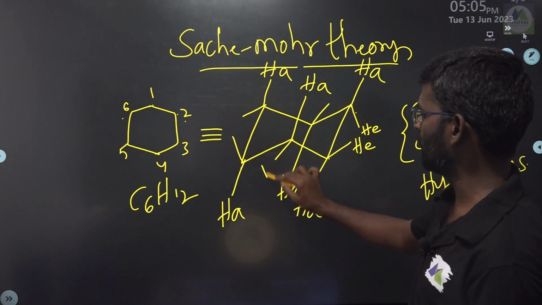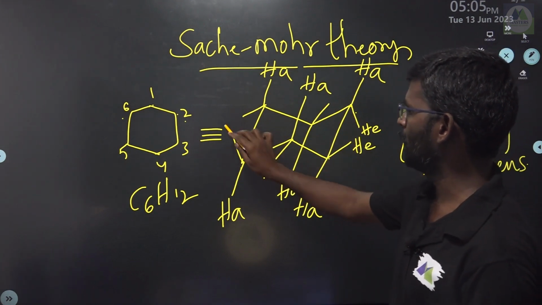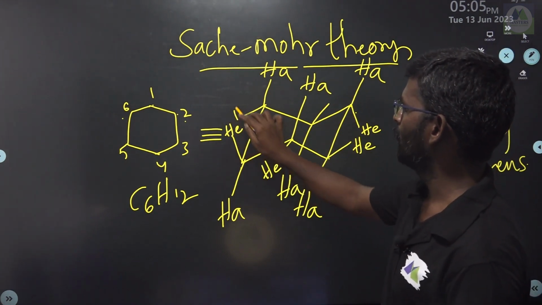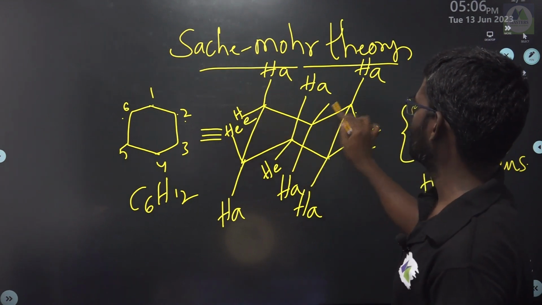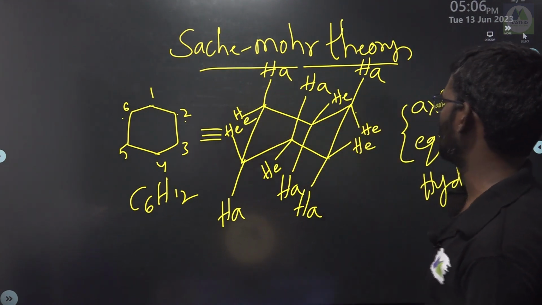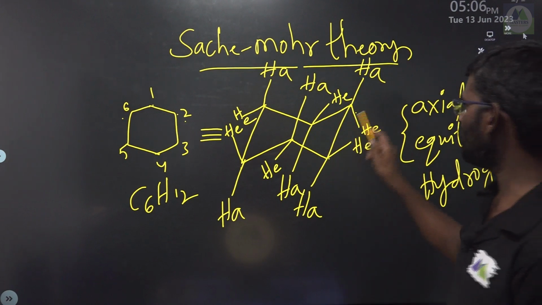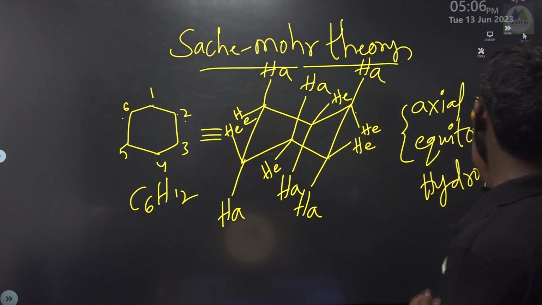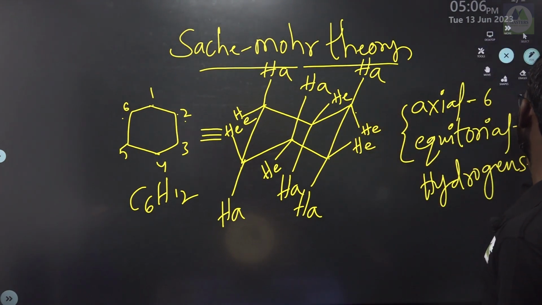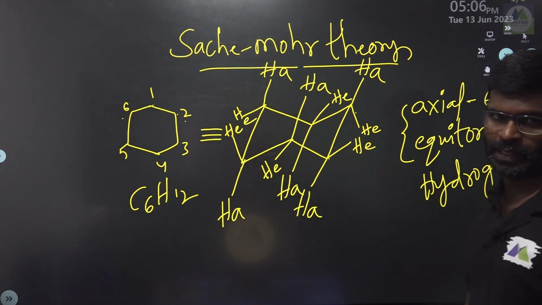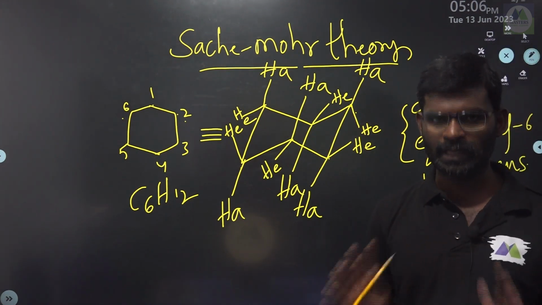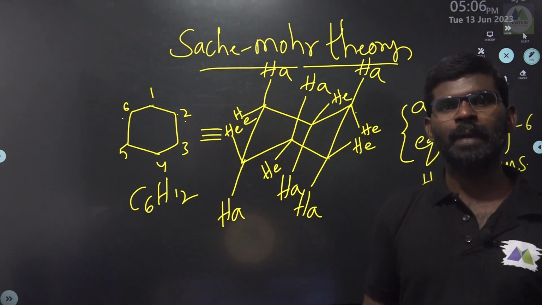Coming to the third one downside, equatorial. Fourth one also equatorial. Fifth also equatorial. And sixth here, this is equatorial. Okay, clear? Axial is 6 and equatorial also 6 hydrogen atoms. Axial, equatorial, clear. Then coming to the above the plane and below the plane.